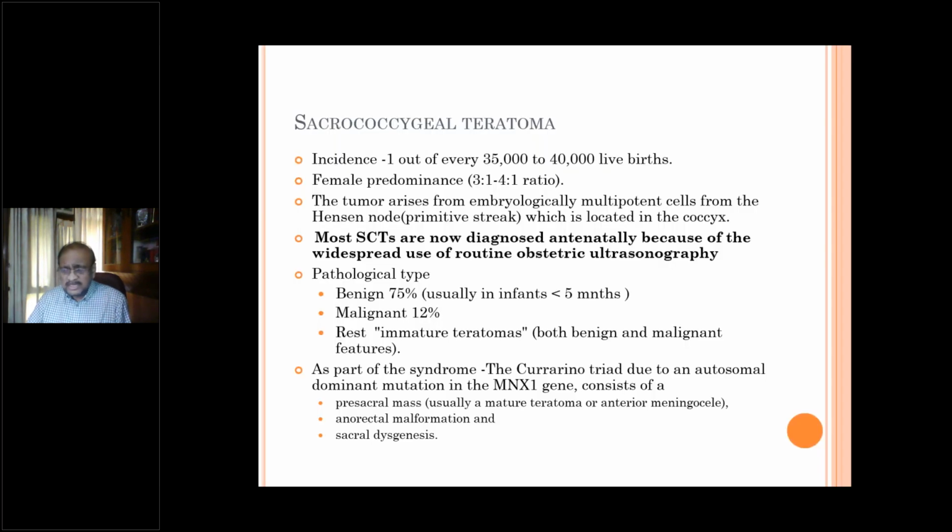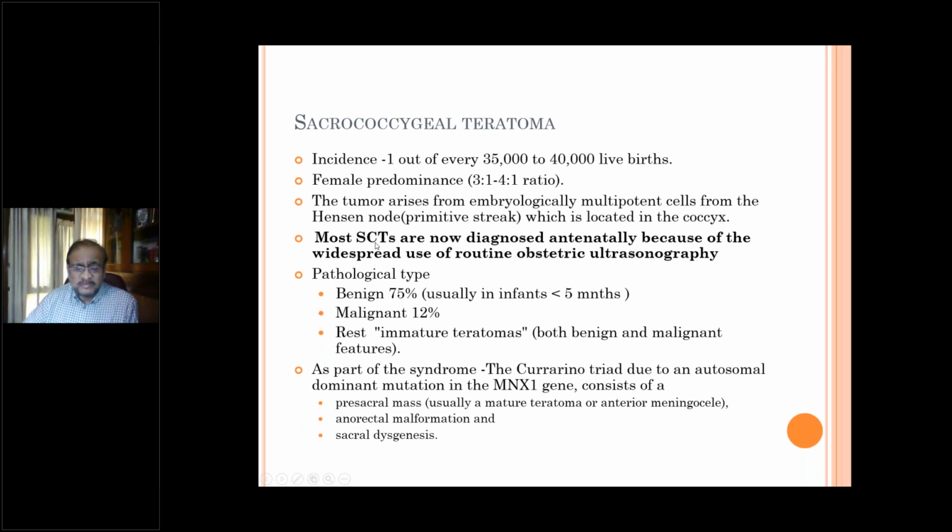The last part I'll be touching upon today, just take 5 minutes. The sacrococcygeal teratoma, the incidence is about 1 in 35,000. That means 1/10 less than the ARM. ARM I told you 1 in 4,000. Here 1 in 40,000. There it is a male, here it is a female preponderance. And the tumor arises from where? The embryologically multipotent cells at the end of the cord, that is the Hensen's node of the primitive streak, which is located in the coccyx. That is the part from where it develops.